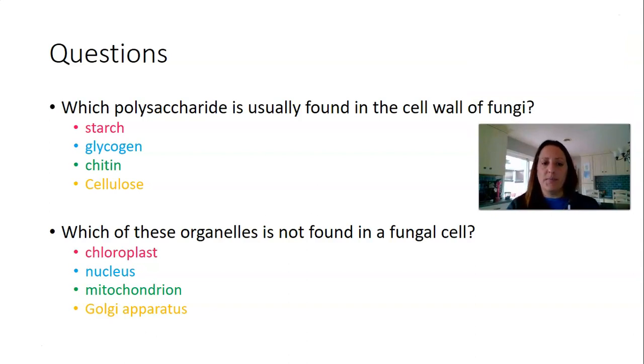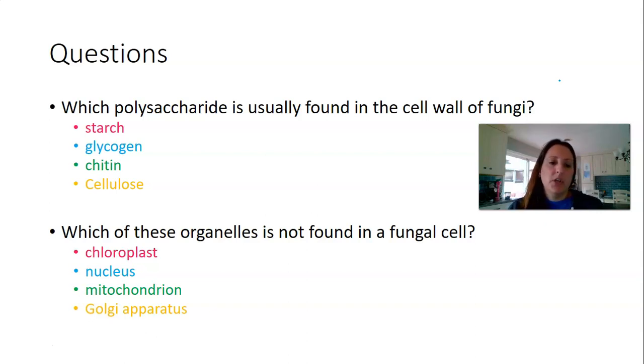I got some questions for you. The first question: which polysaccharide, or carbohydrate, is usually found in the cell walls of fungi? Is it starch, glycogen, chitin, or cellulose? All of these are polysaccharides. Which one is found in the cell walls of fungi? So hopefully you answered chitin. Chitin is going to be found in the cell walls of fungi.